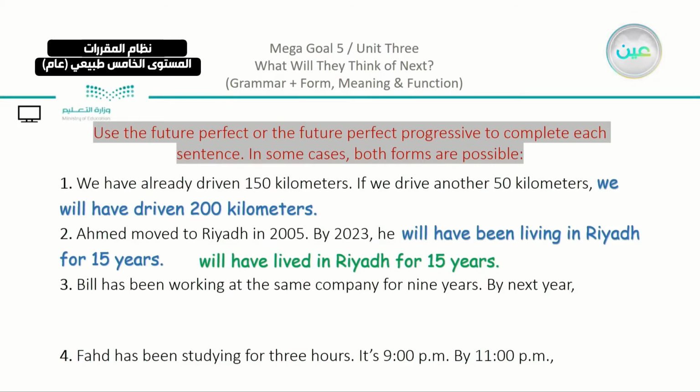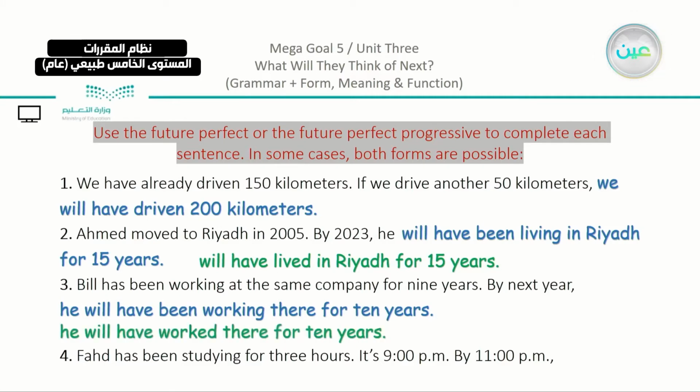The third one, we have after that, number 3. Bill has been working at the same company for 9 years. By next year, also there is time mentioned. So by next year, he will have been working there for 10 years. Or we can say he will have worked there for 10 years. It's okay, either this one or this one. So you just have to focus on what you have in the original sentence.